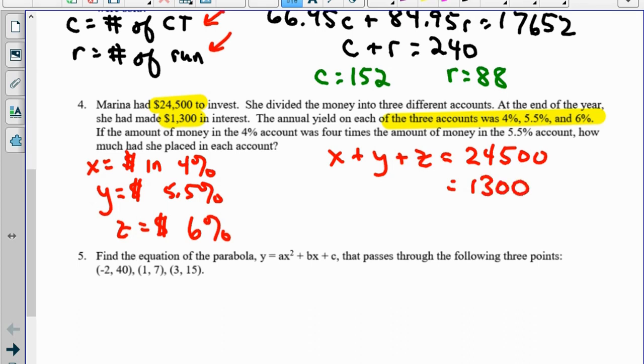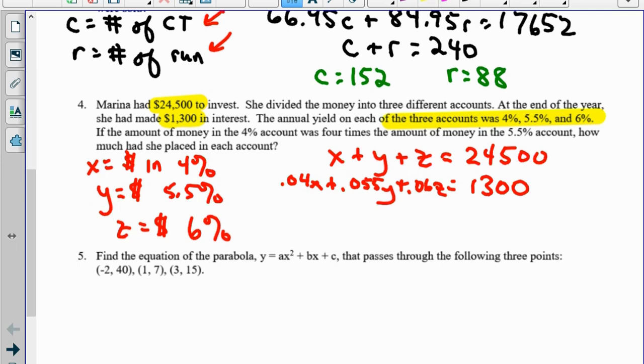It's important to know what this actually is going to look like, though. Remember, percents, we have to convert them into decimals by moving the decimal place 2 to the left. So that's 0.04x plus 0.055y plus 0.06z. So that equation, you have to know a little bit about percents in order to get that.